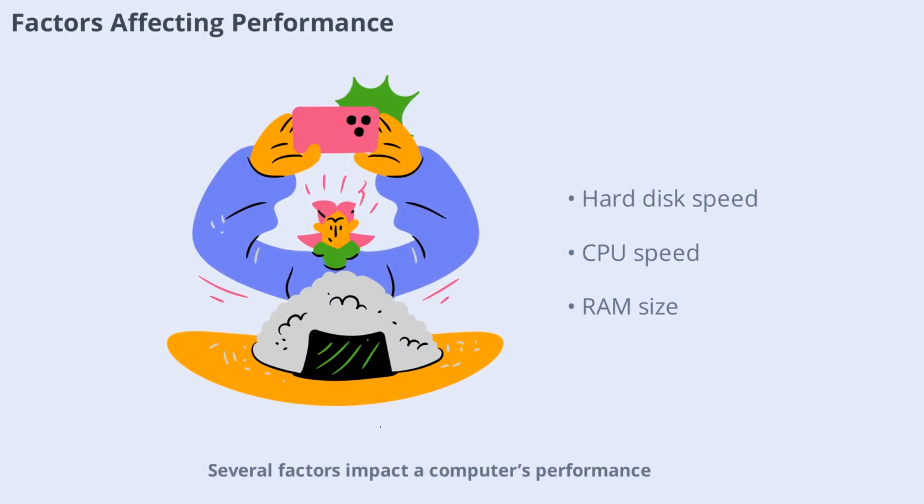Several factors impact a computer's performance, including the speed and capacity of the hard disk, the speed of the CPU, and the amount of RAM. Upgrading any of these components can lead to noticeable improvements in how quickly and smoothly your computer operates, especially when running demanding applications or multitasking.